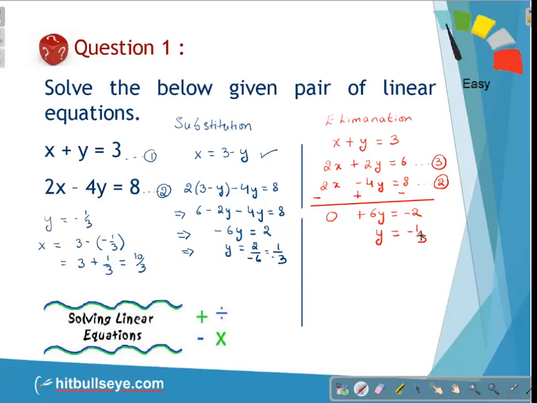Now I could use this answer of y in any of the equations 1, 2 or 3. Let us put this value in 1. So what we'll get is x plus minus 1 by 3 equals 3, and the resultant will become x equals 10 by 3. Right, students? I hope now you can understand the method of substitution and the method of elimination.